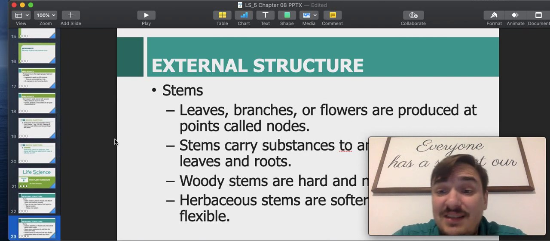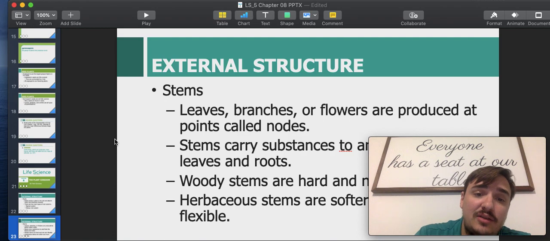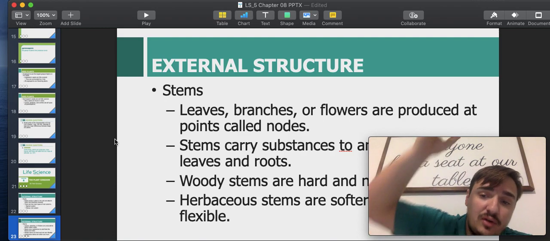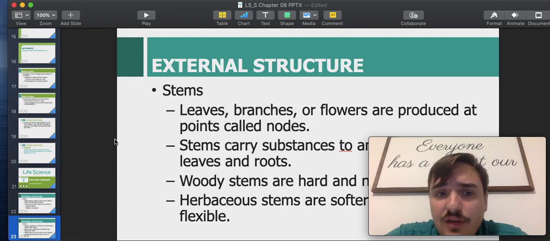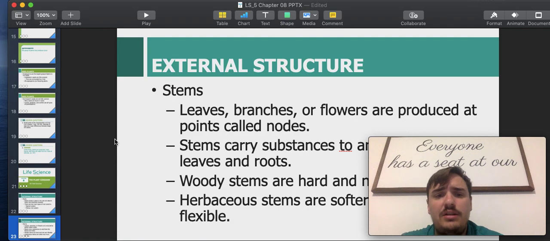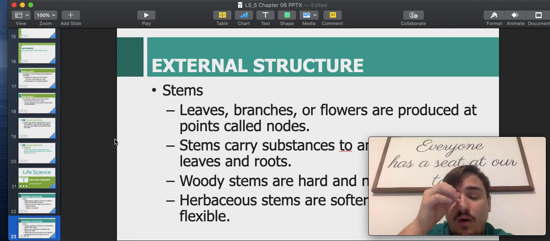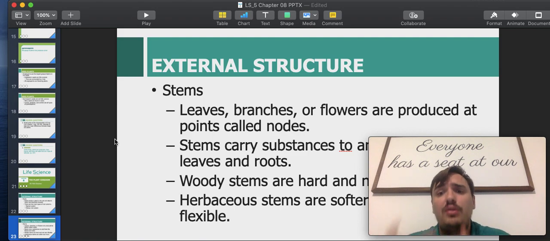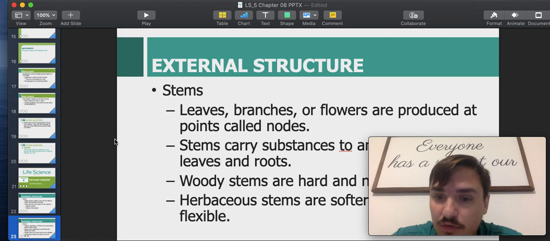Okay, then you have the stem. This is the part that supports the plant and eventually goes from the roots and grows out of the soil and eventually turns into the leaves. So the stem is going to be the support structure of the plant, and it's going to be used for transporting water and nutrients up and down the plant. So the xylem and the phloem are going to move through the stem, and they're going to allow for that movement of water.